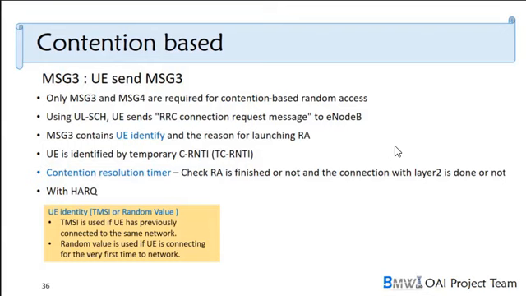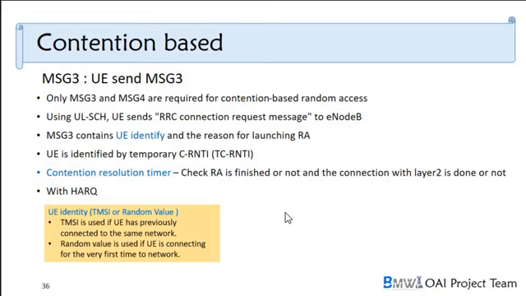TMSI is used if the UE has a previous connection to the same network. If they haven't connected before, they will choose a random value. Also in message 3, there is the contention resolution timer. It is used to check whether RA is finished or not, and whether the connection with layer 2 is done or not.